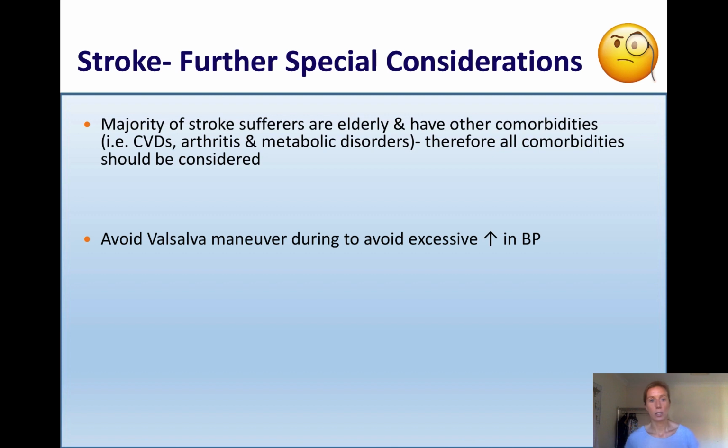So, further special considerations. I messed up my transitions here, but just a few things to consider as well. The majority of stroke sufferers are elderly, which we've noted, and have other comorbidities. So there might also be other cardiovascular disease types present, potentially arthritis, which we spoke about recently, and metabolic disorders. So potentially metabolic syndrome or type 2 diabetes. And we know that each of those conditions all have their own special considerations.